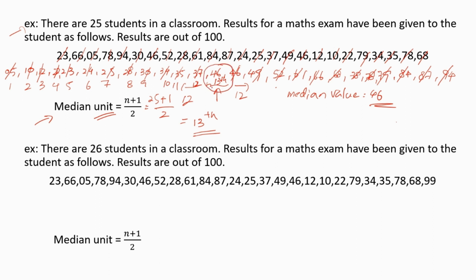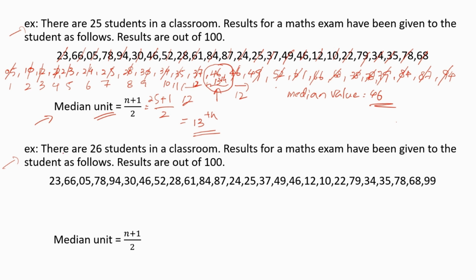Do not get confused between the median unit and the median value. Median unit is the position of the median value. There were only 25 values in that group of data, which means it is an odd number. When it comes to odd numbers, the median value can be obtained directly. But what will happen if there is an even number of data in a data set? Now let's calculate and see.